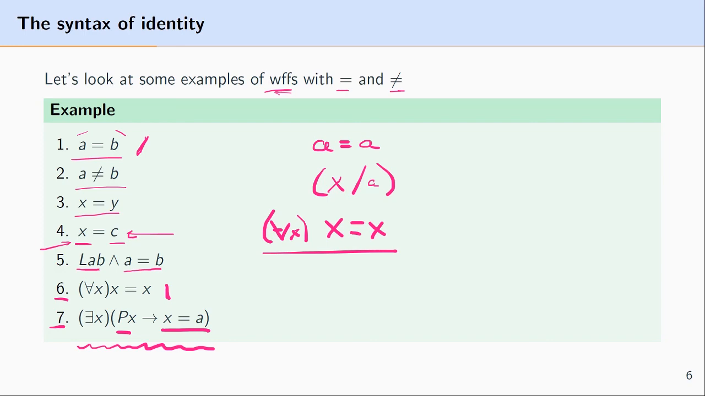So these are some quick examples. Hopefully these examples will, if there was any uncertainty, help clarify things. In the case of semantics, what we're doing is using the valuation function and taking formulas as input and yielding truth values as output. And now that we have these new well-formed formulas, we need to modify our valuation function so that we can take identity sentences, identity formulas, and assign them a value of true or false.